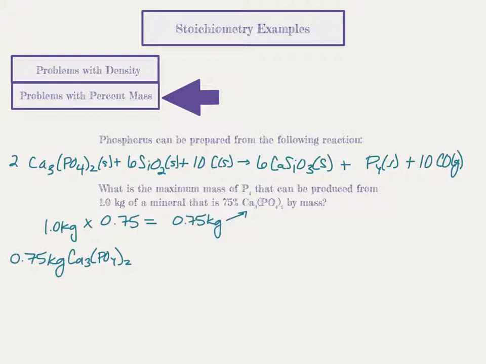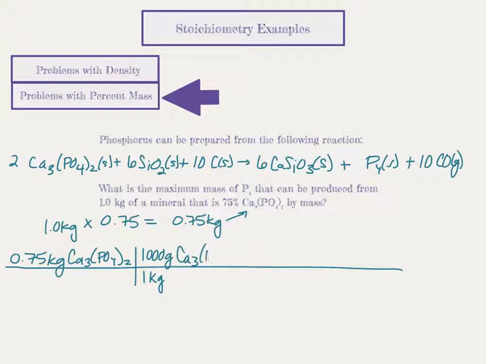Now, these guys aren't grams, but it's not a huge leap to feel comfortable changing these kilograms into regular grams. In every kilogram, we have 1,000 grams. And now that we're in grams units, for our calcium phosphate, we feel comfortable converting these grams to moles, like in all the other stoichiometry problems. Okay, so we're going to need the molar mass. Molar mass of calcium phosphate is 310.08 grams per mole.